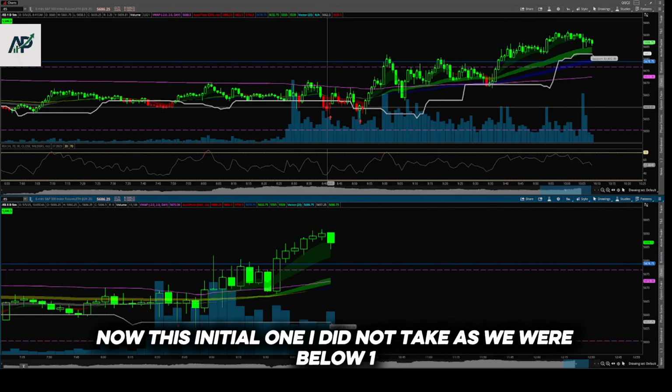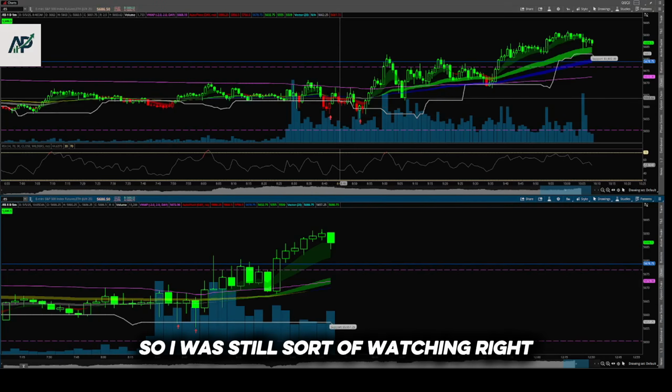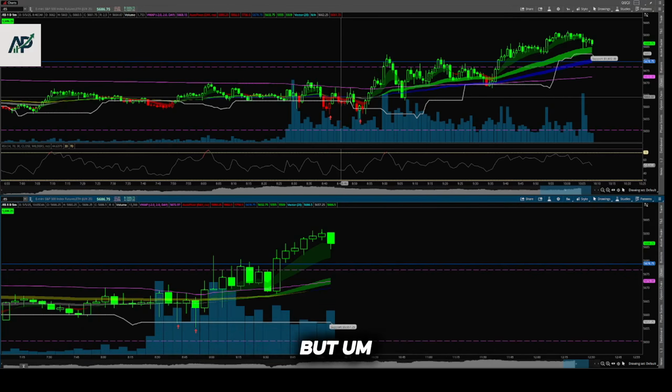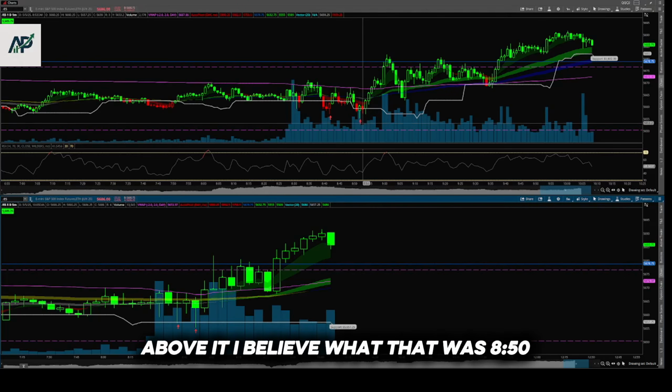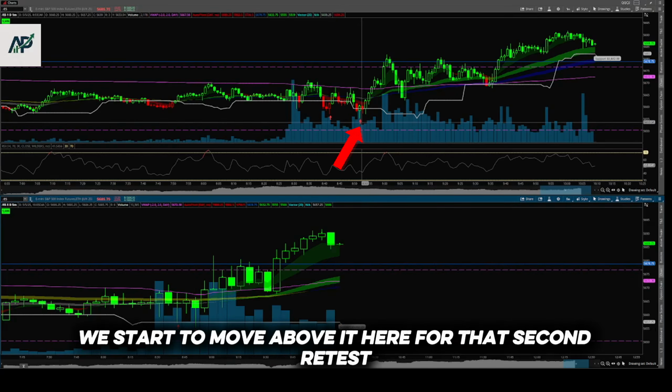Now this initial one I did not take, as we were below 1. Then we kind of chopped around, so I was still sort of watching, right? There was still some news to be released this morning, but as the second test came in, and here's the arrow, we started to move above it. I believe that was 850. So right here we started to move above it for that second retest.